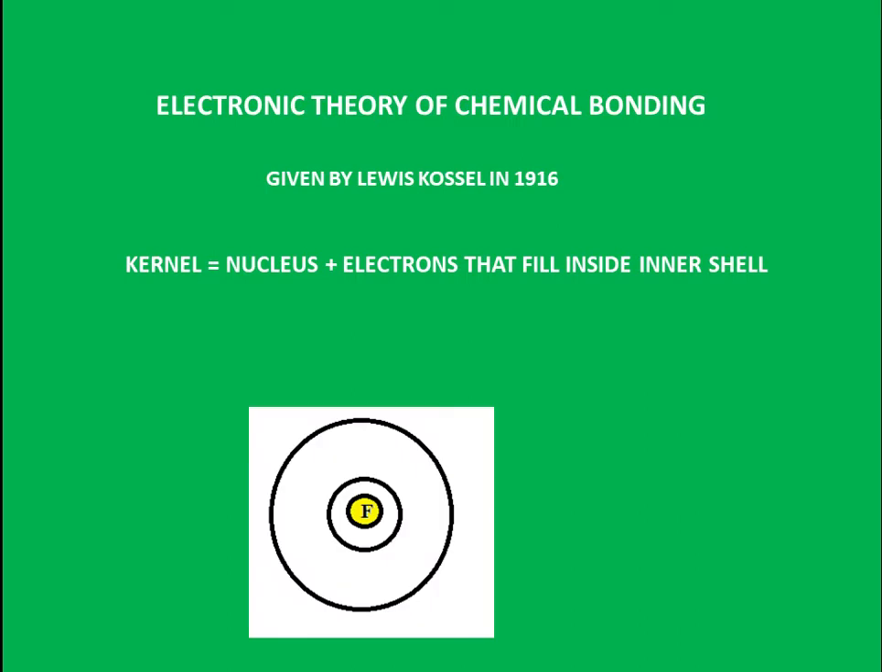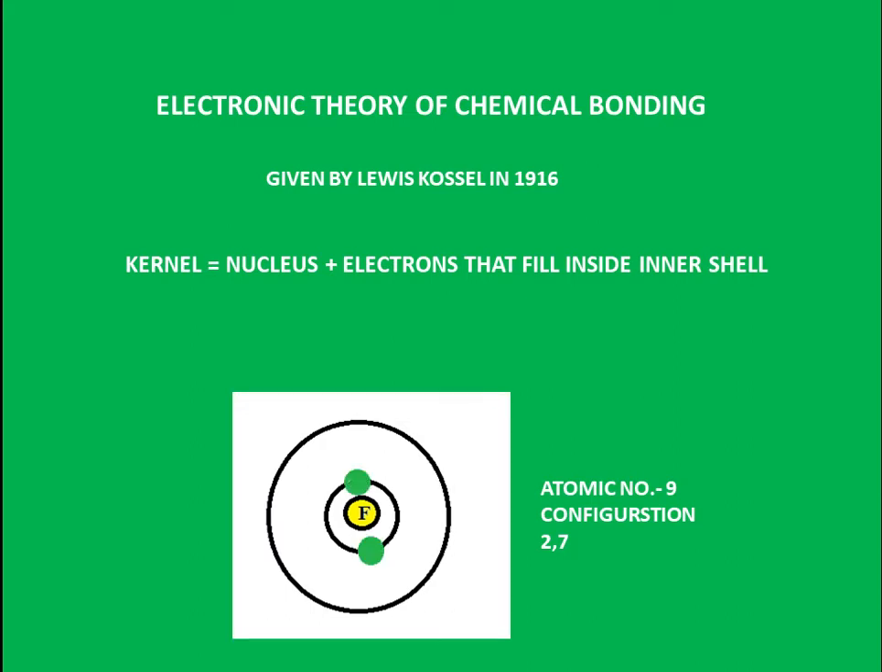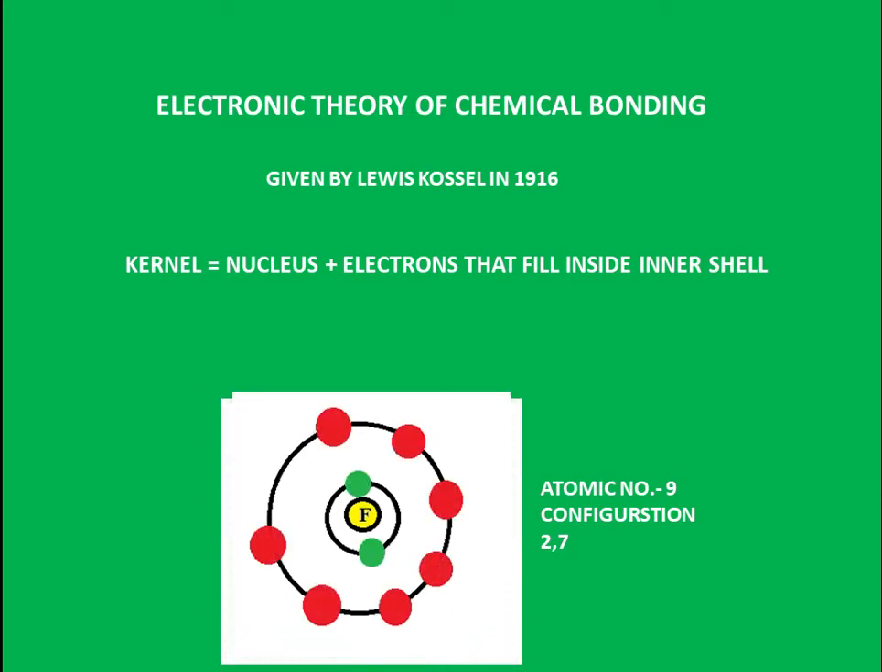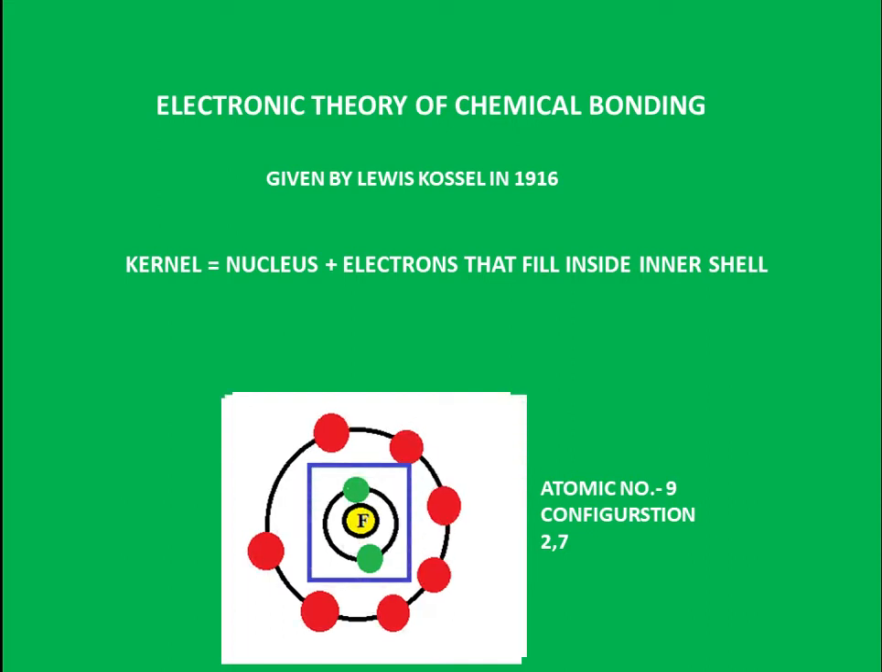If we take the example of fluorine, the electronic distribution is 2 electrons in the innermost shell and 7 electrons in the outermost shell. These red color electrons are valence electrons. What is the kernel here? The yellow nucleus along with these two inner shell electrons is called the kernel, and the remaining red electrons are called valence electrons. In the Lewis dot representation, we represent only valence electrons.